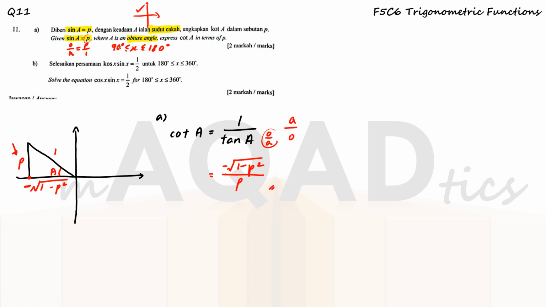And for part B, we need to solve this equation, and we only accept the x value between 180 to 360. Okay, so this one is actually very familiar because there is only one formula in this chapter that sticks cos x and sin x together, which is the 32nd formula in our formula sheet given in SPM. Okay, as you can see here, sin A, cos A.